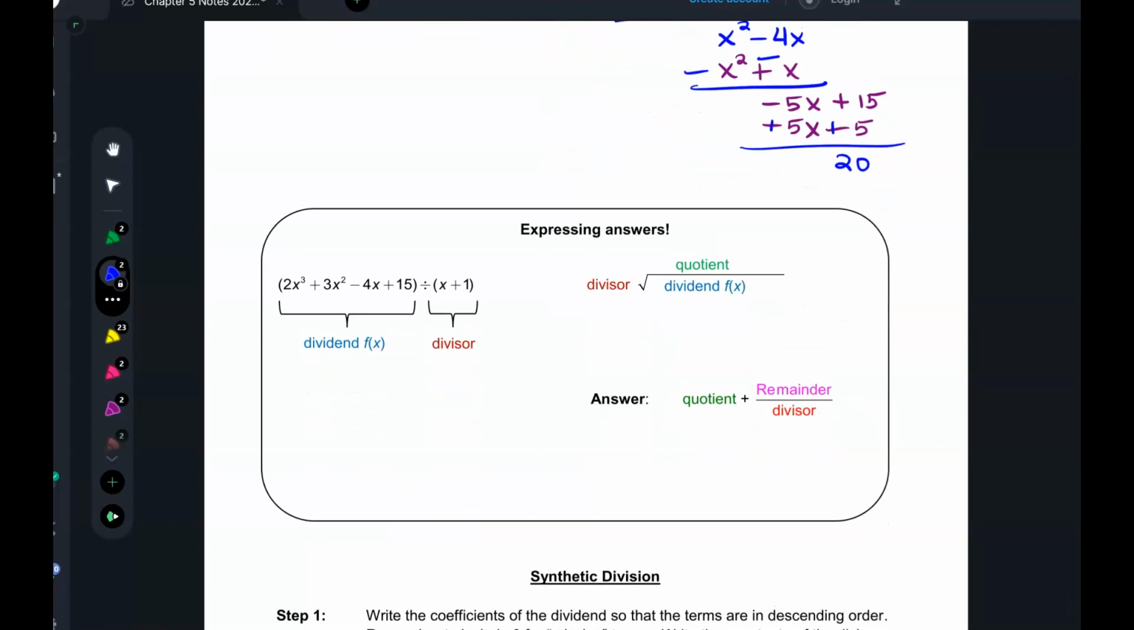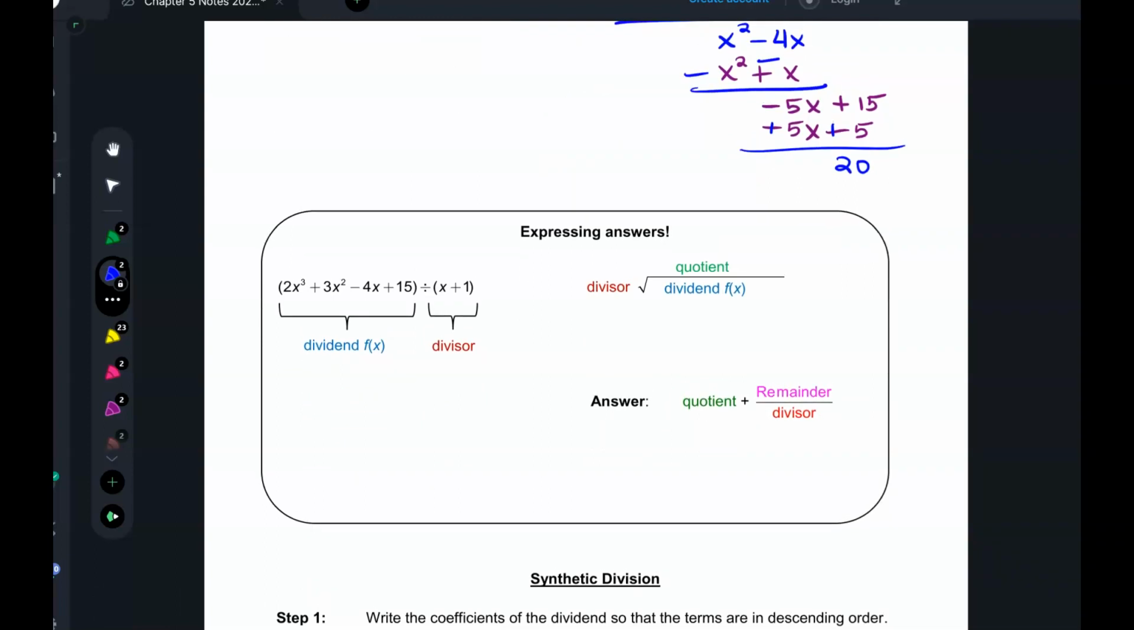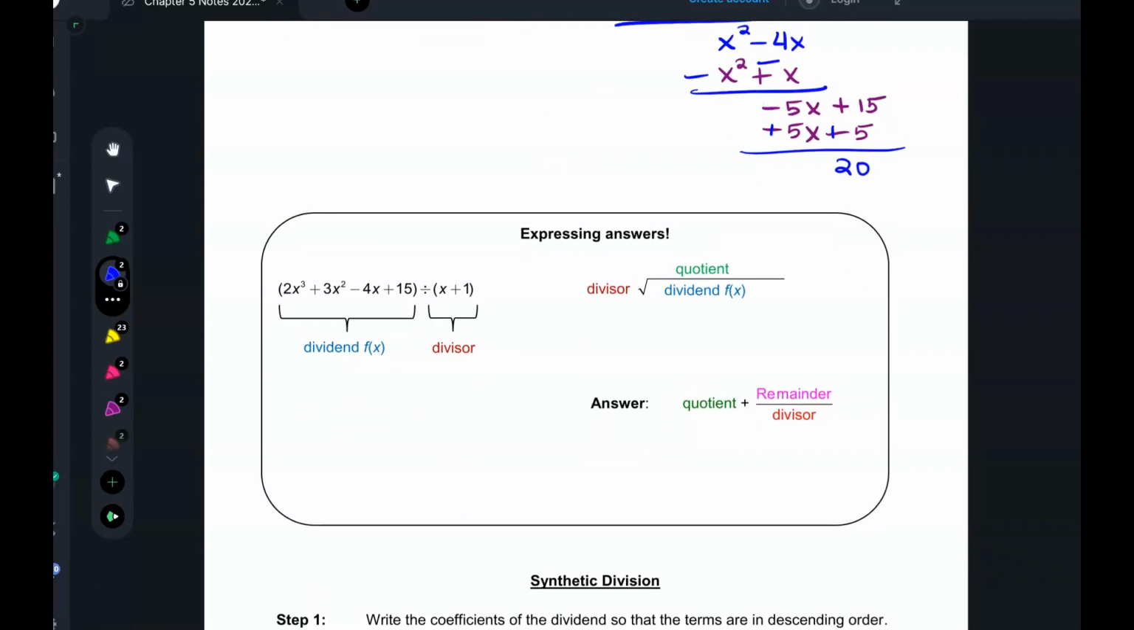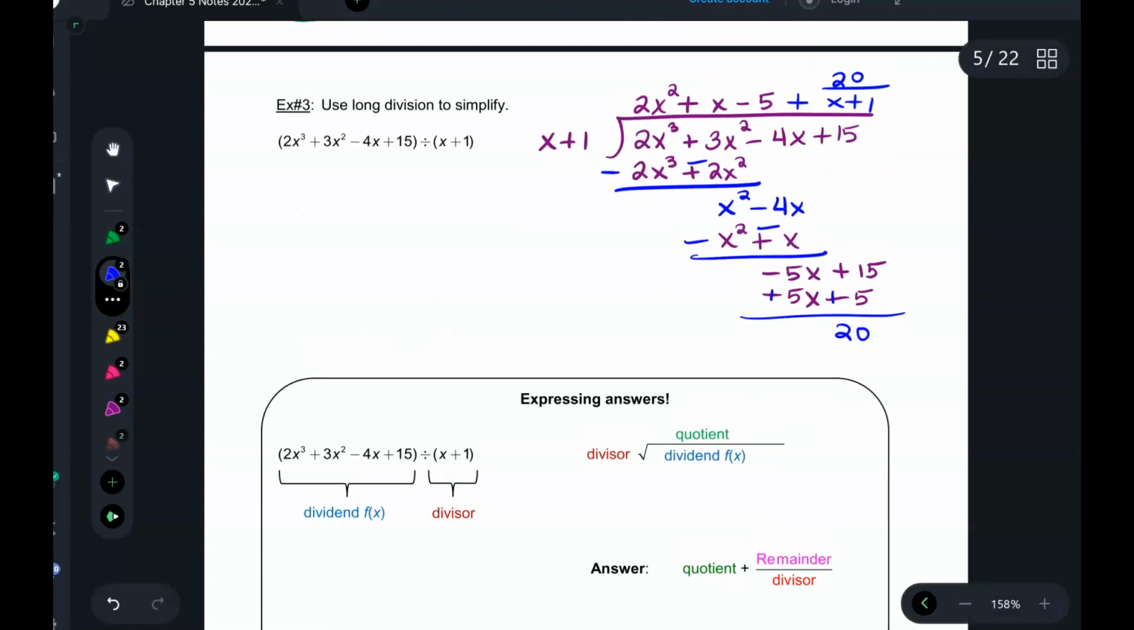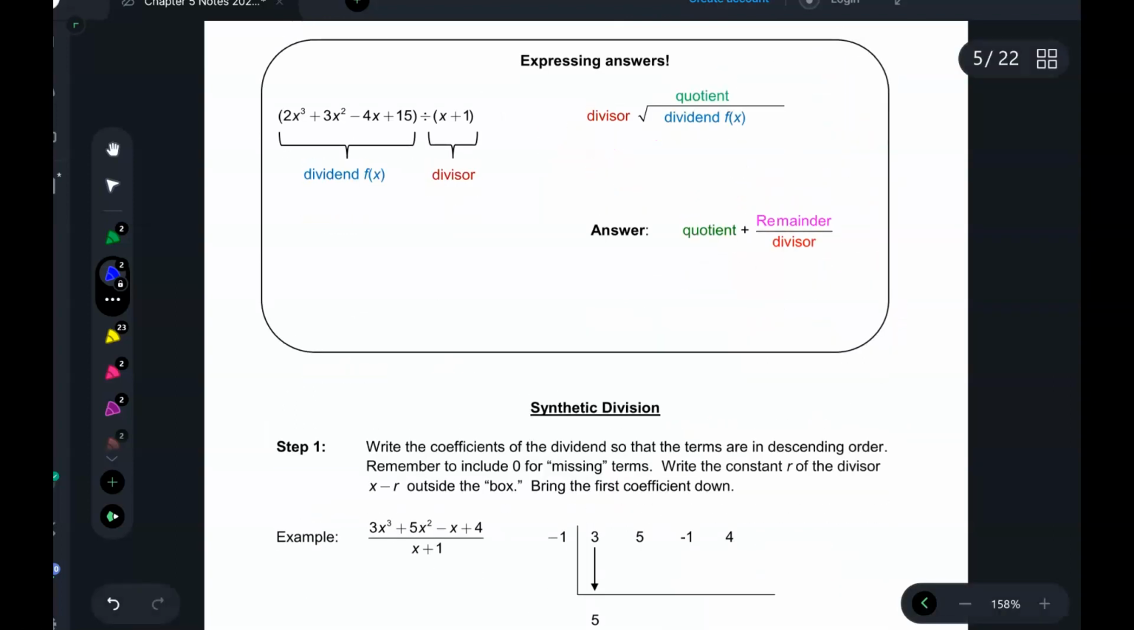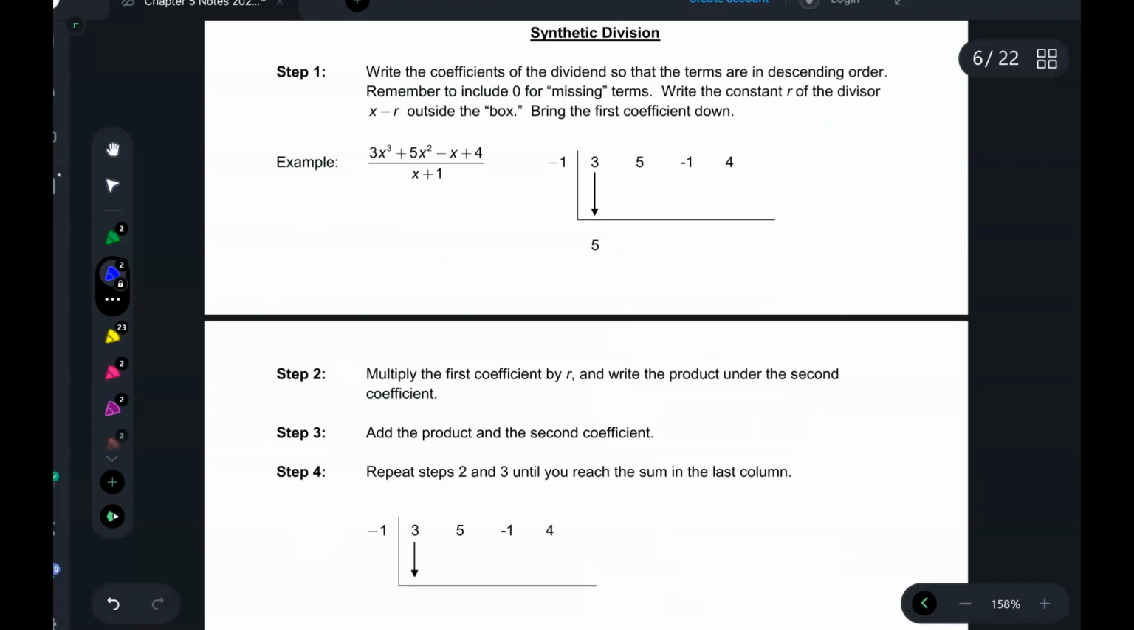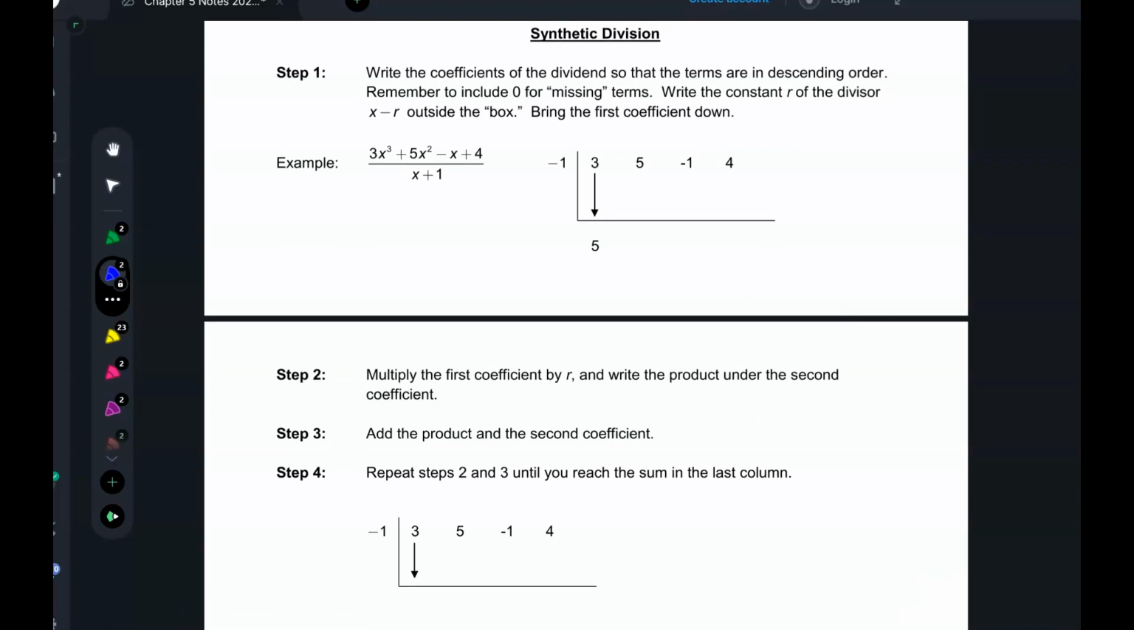Synthetic division is a piece of cake after this. Okay, so this is just summarizing. When I divided, you have your divisor, your quotient, and your dividend. How do you write it? You end up with your quotient, and then that's the remainder. All right, synthetic division.